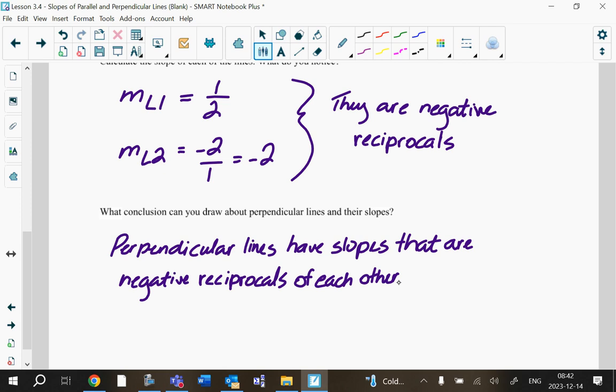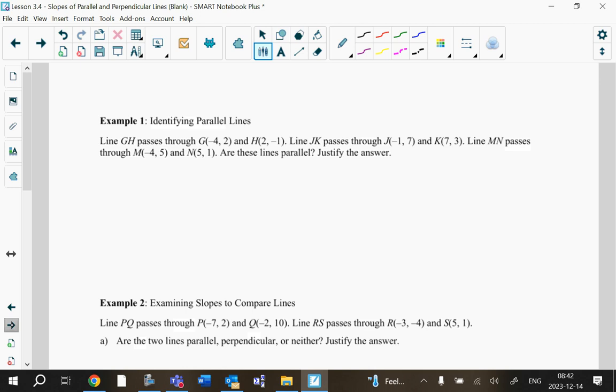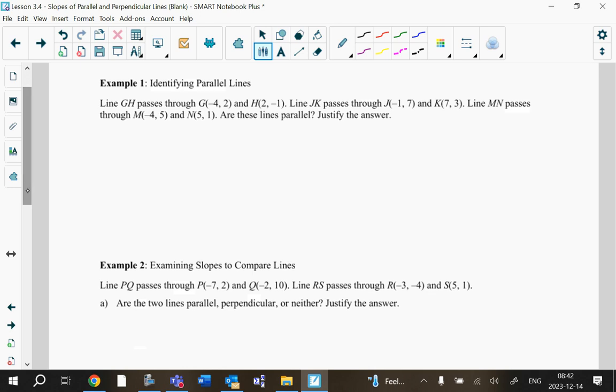So the last thing to do is just answer a couple of questions. And hopefully you will have got the first couple of examples. So in this first one, line GH passes through those 2 points. Line JK passes through those 2 points. MN passes through those 2 points. Are these lines parallel? So to find that, we got to find the slope of each one using the slope formula.